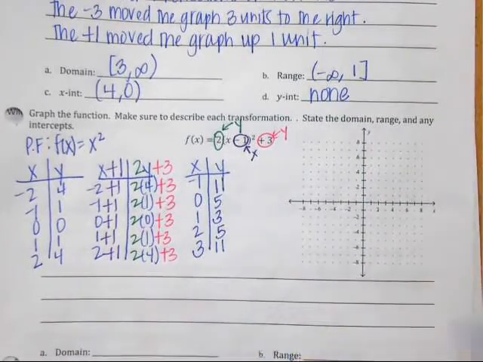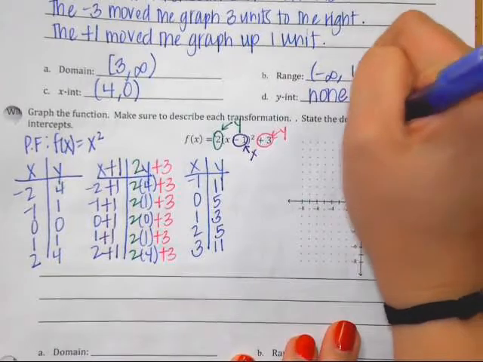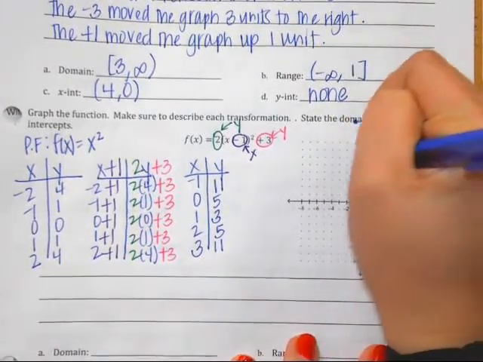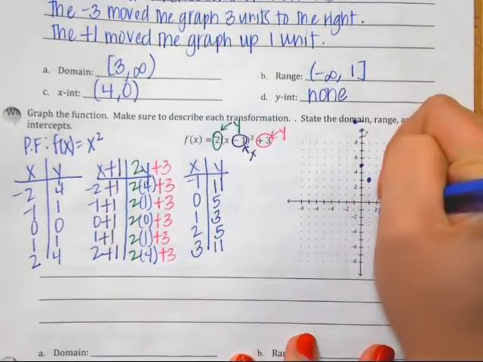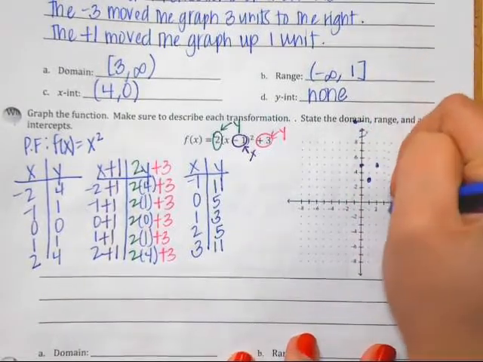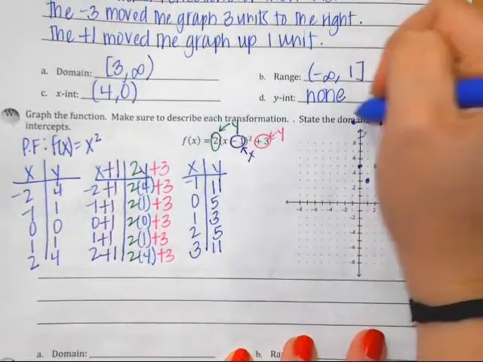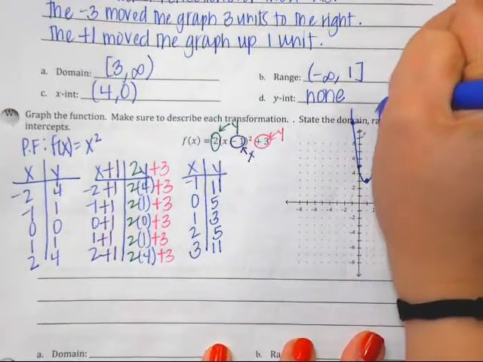So I'm going to graph that. Negative 1 is at 11. 0 is at 5. 1 is at 3. 2 is at 5. And then 3 back up at 11. So my parabola looks like that.